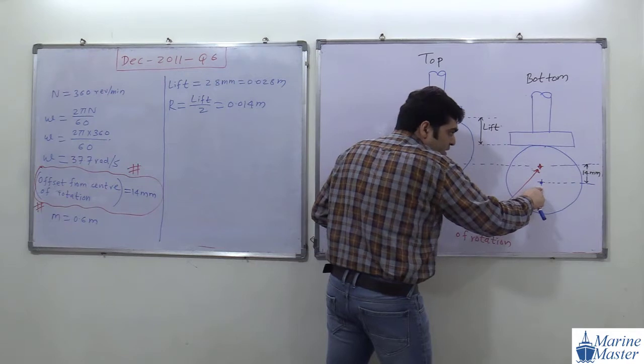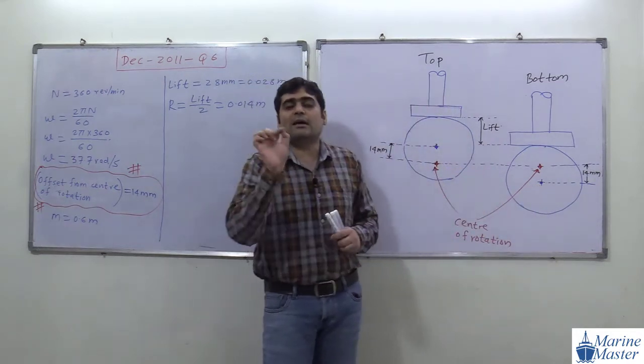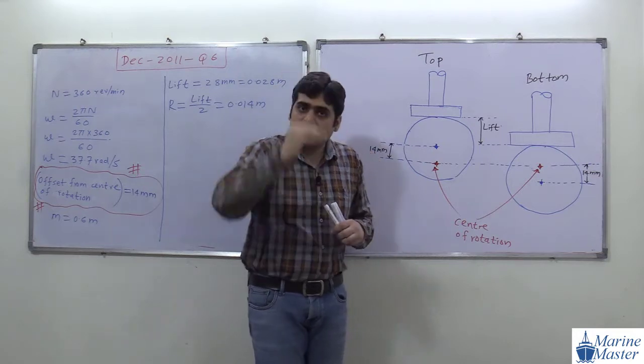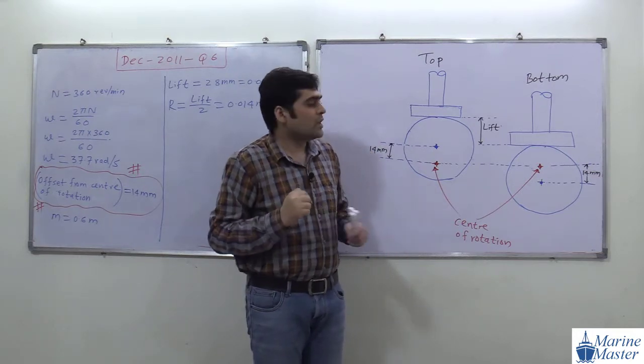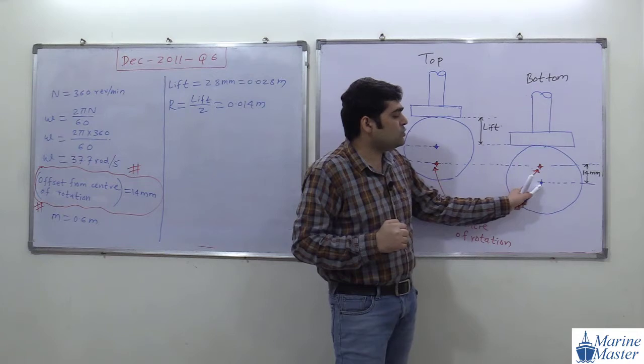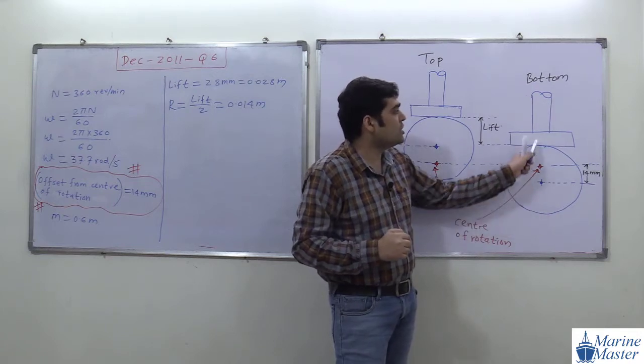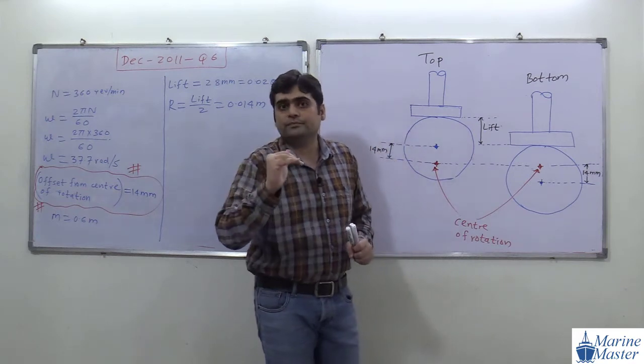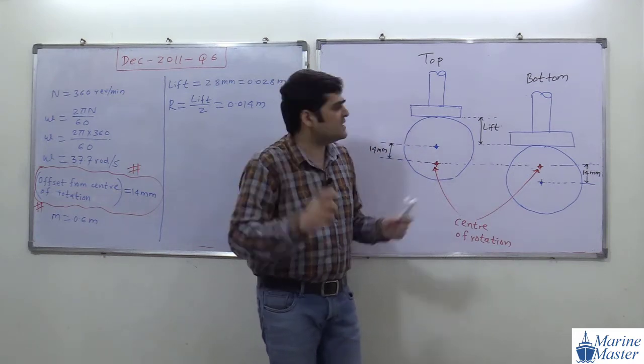and then again it goes down. So the total vertical distance traveled by the center will be 28 mm. The same distance will be traveled by the follower. When our center comes to this position, the follower position will be the bottommost position. See, this is logical, right?